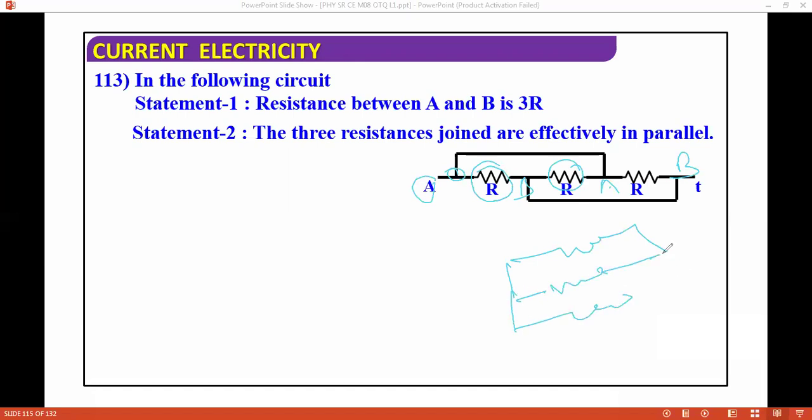See, these are connected in parallel. If they are connected in parallel, what is R equivalent? R by 3. So this is totally wrong, and the three are joined effectively in parallel. Yes, this is correct.